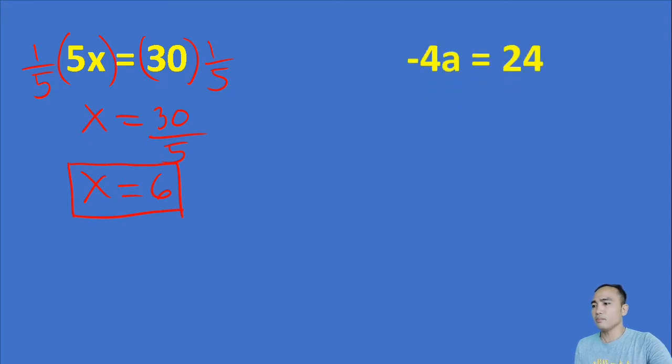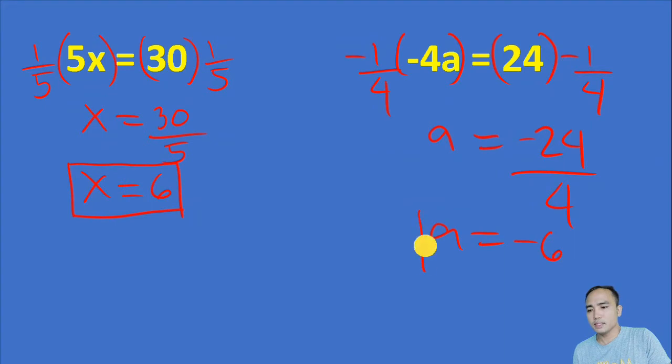So here are some examples that use the multiplication property of equality. Negative 4a equals 24. The reciprocal of negative 4 is negative 1/4. Multiply negative 1/4 to both sides of our equation. So negative 1/4 times negative 4 is 1 or just a equals 24 times negative 1 is negative 24. Then divide by 4. So a is equal to negative 6.